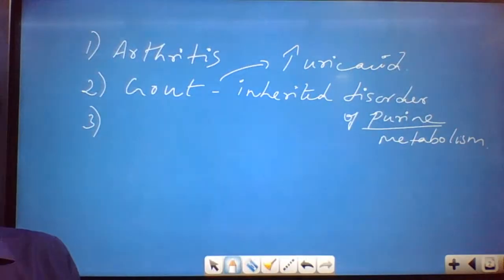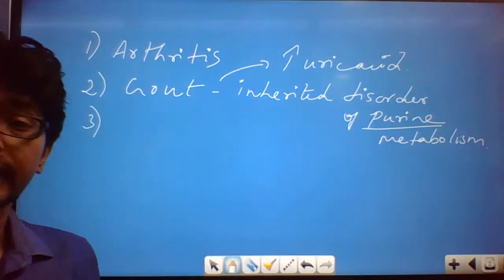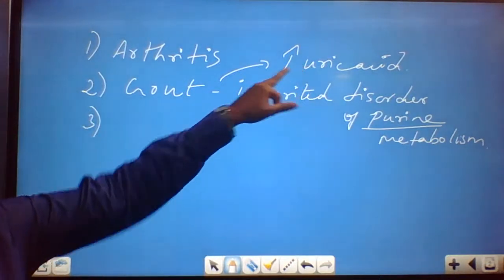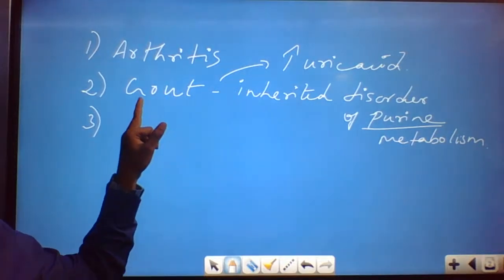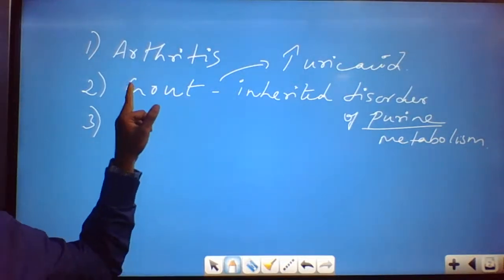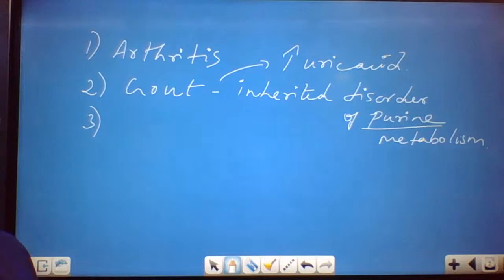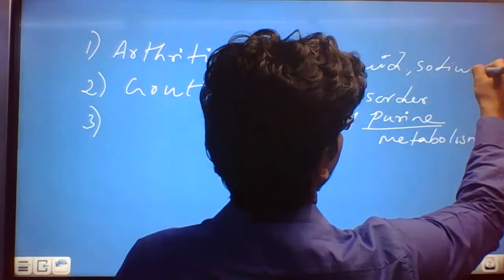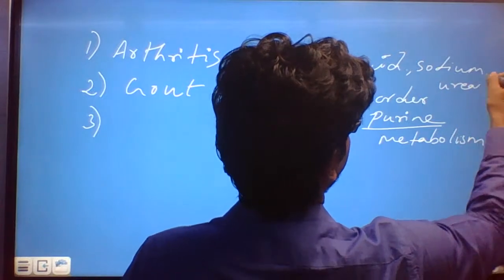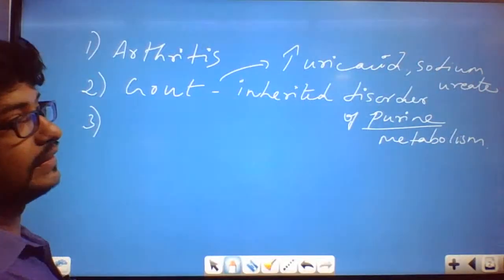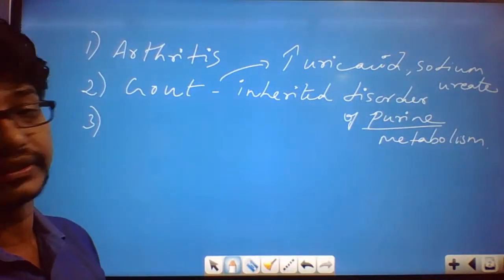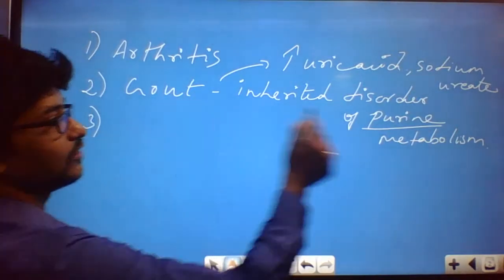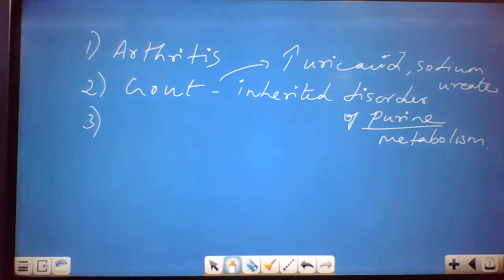When there is an increase in uric acid in the bones, this leads to a condition called gout. Along with the uric acid, you could see sodium urate. These two compounds, uric acid as well as sodium urate, increase in the bones. This condition that we call gout is caused by a disorder of purine metabolism.